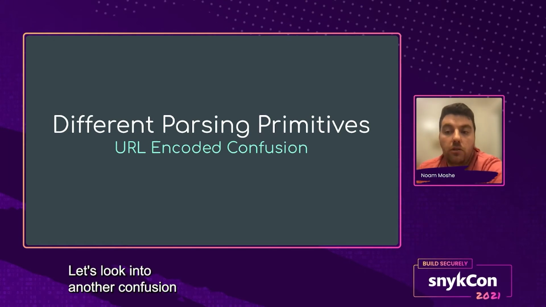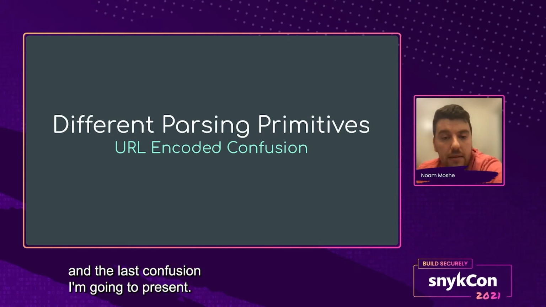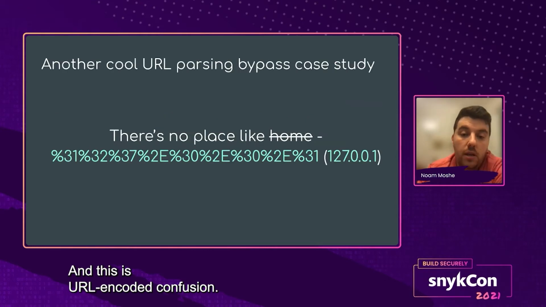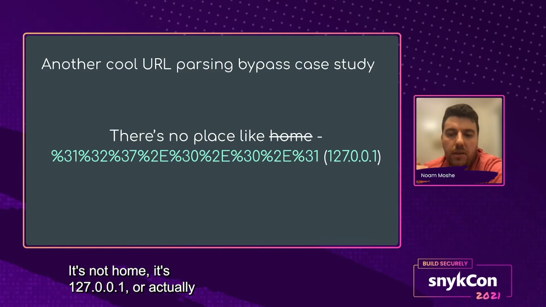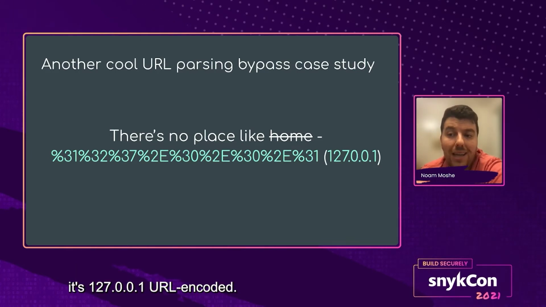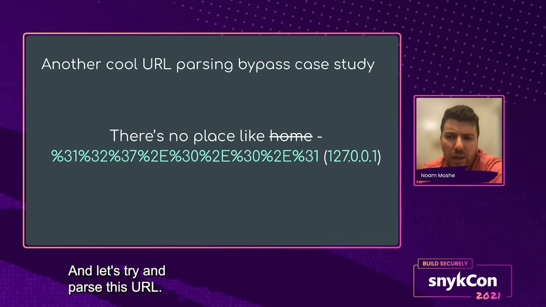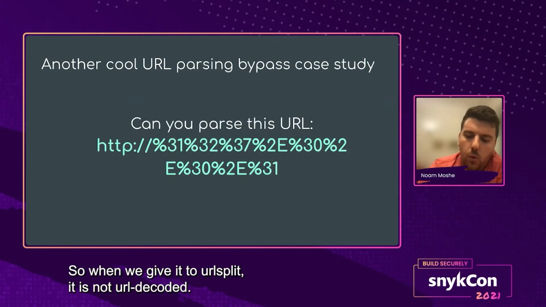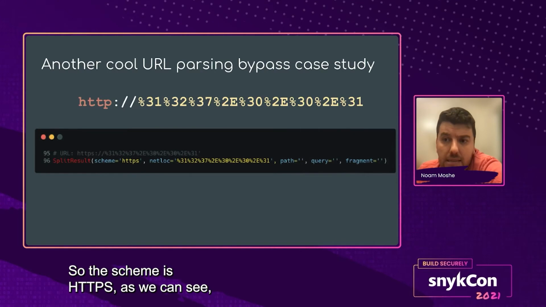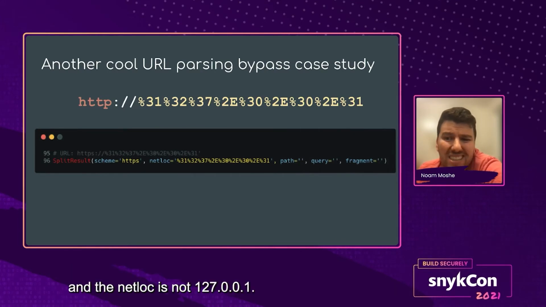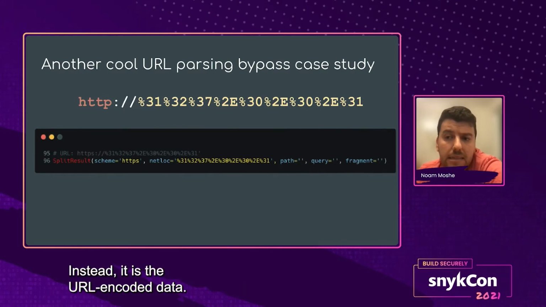Let's look into another confusion, and the last confusion I'm going to present. And this is URL encoded confusion. Some say there is no place like home, except here it's not home, it's 127.0.0.1, or actually it's 127.0.0.1 URL encoded. Let's try and parse this URL. When we give it to urlsplit, it does not URL decode it. So the scheme is HTTPS, as we can see, and the netloc is not 127.0.0.1. Instead, it's the URL encoded data.